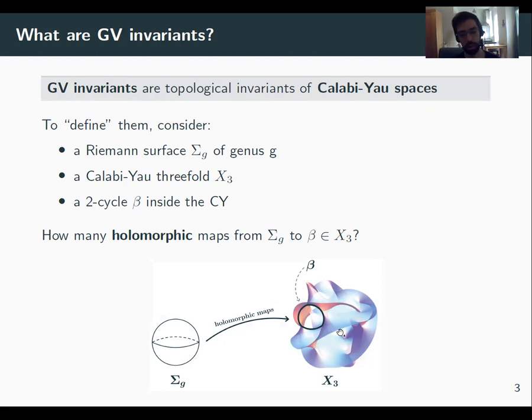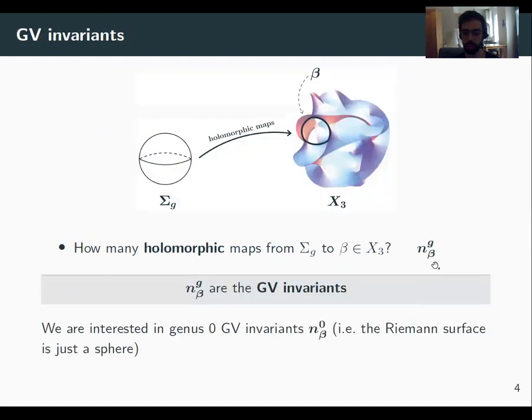The answer is that we can count these maps with some numbers called n beta g, where beta is the two-cycle and g is the genus of the Riemann surface. And we call these numbers Gopakumar-Vafa invariants. This will be our main objects of interest. And in the following, I'll focus especially on genus zero GV invariants, meaning that the Riemann surface is just a sphere.